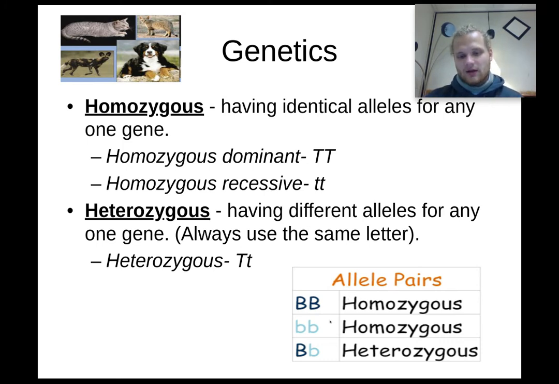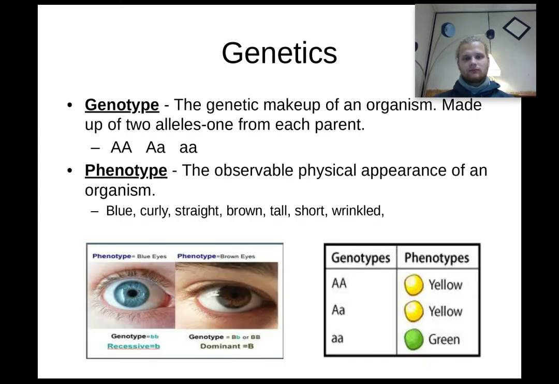Homozygous, you got two. You can either have capital, capital, lowercase, lowercase, or you can have one of each. One of each is hetero, meaning of the two, they're both different. All right. So genotype. All we're talking about is which two alleles do you have? The genetic makeup of the organism, made up of two alleles, one from each parent.